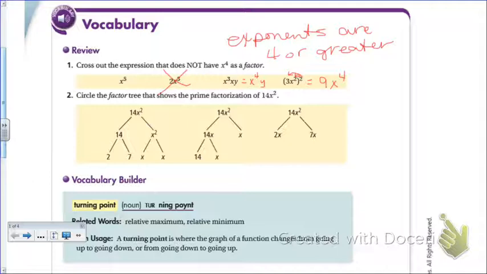The second step says circle the factor tree that shows the prime factorization of 14x squared. So it's actually going to be this very first one. We're going to do the prime factorization of 14. 14 is 2 times 7, so those are the prime factors. And then you're going to do the variable parts in a separate step. And so I have x squared is x times x. So 2 times 7 times x times x would be the prime factorization.